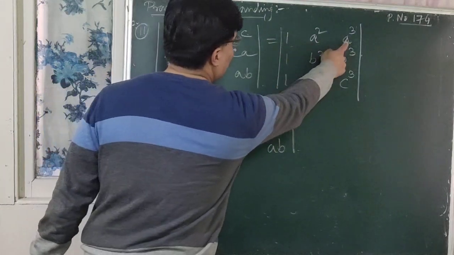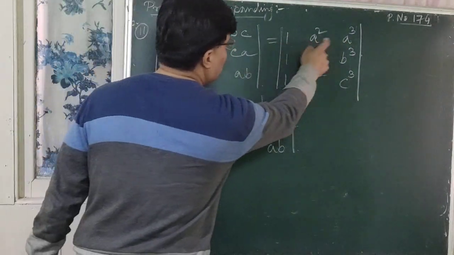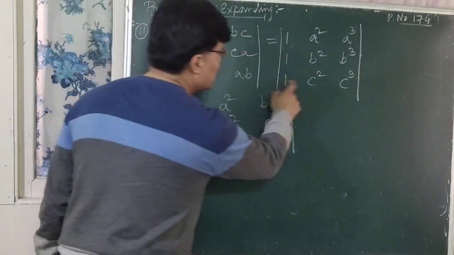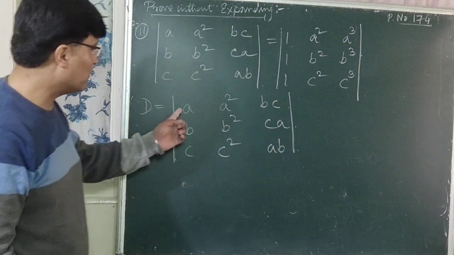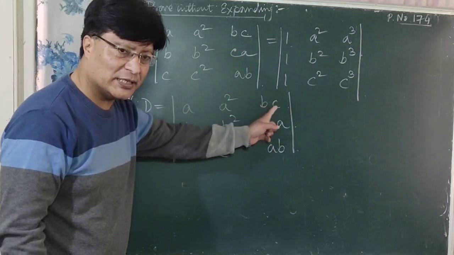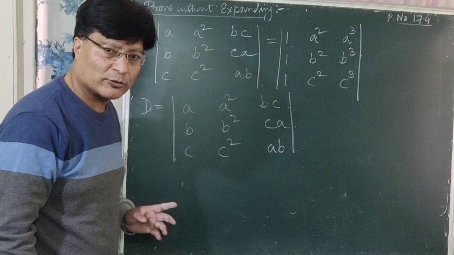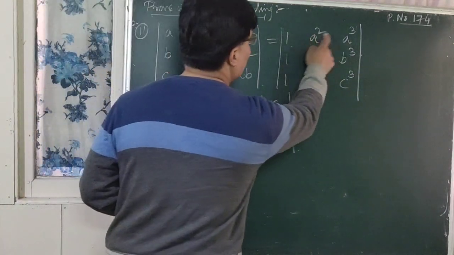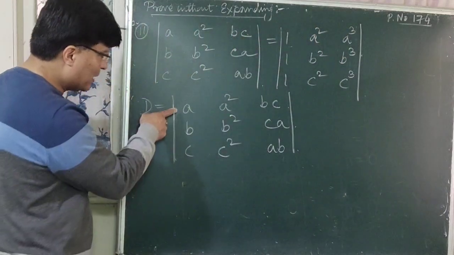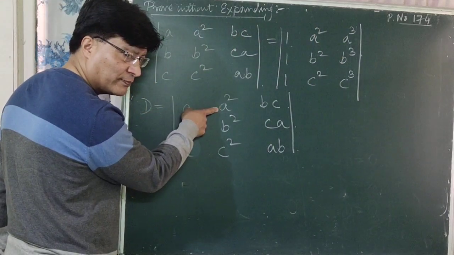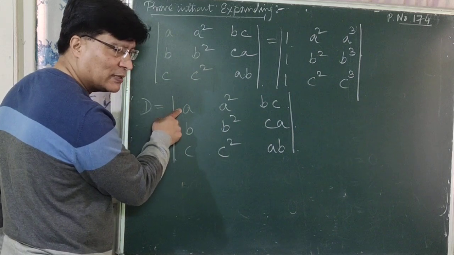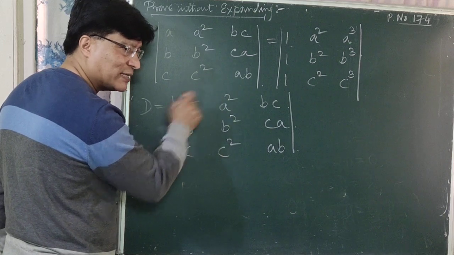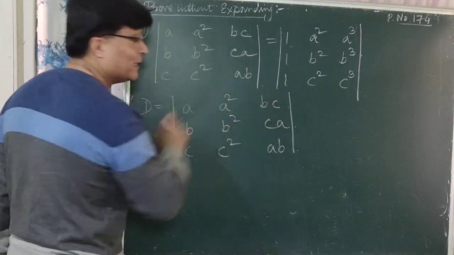It is 1, a square, a cube, first row; 1, b square, b cube, second row; 1, c square, c cube, third row. But here we have in the first row a square, bc, b square, ca in the second row, c square, ab in the third row, right? But you have to make it a square, a cube first. You can make it a square, a cube, right? A can be made a square by multiplying by a. A square should be multiplied by a to get a cube, but here also you should multiply by a also.